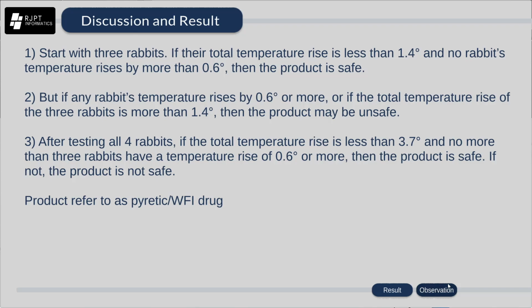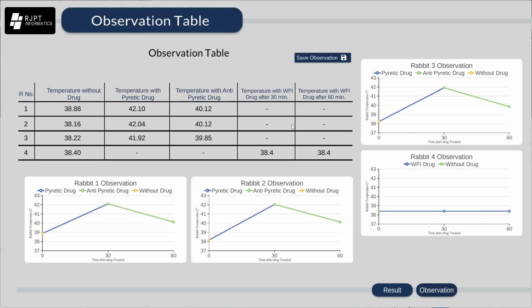Now we can see the observation table from here by clicking this. This is the observation table as we have seen earlier, and the graphs portion. The first rabbit's temperature, which was before the drug, was 38.88. Then after the pyrogenic drug, it has risen to 42.10 degrees Celsius. And after administering the antipyretic drug, it has fallen to 40.12, as we can see from the graph.